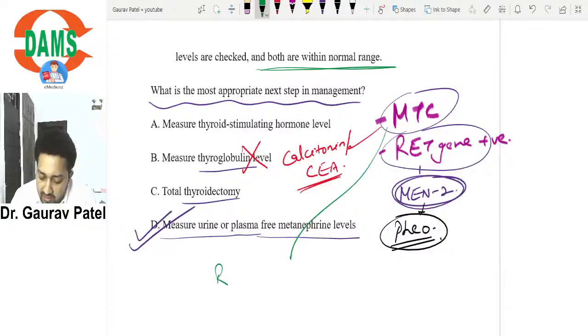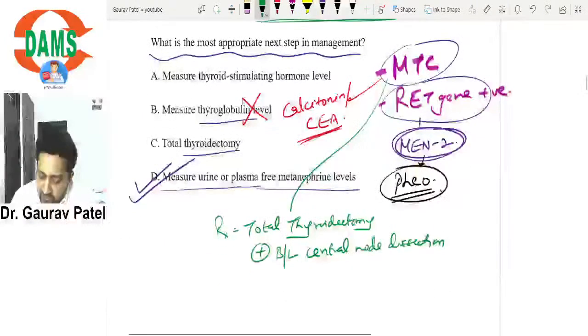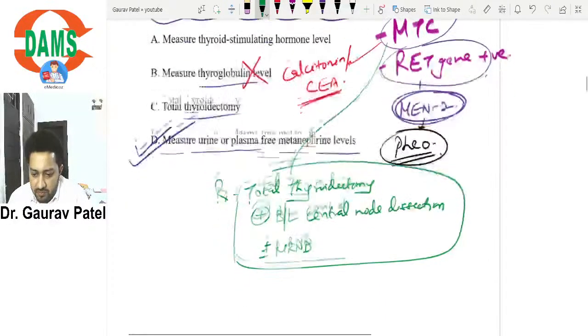Treatment in medullary thyroid cancer, you'll always go for, after ruling out pheo, total thyroidectomy with routine bilateral central node dissection. And if lymph nodes are present, you need to go for MRND. If it is not present, you can leave it. But routine central compartment dissection you have to do in these cases. Okay, so I guess it is very clear, straightforward, but very important question. Okay, should we move to the next?